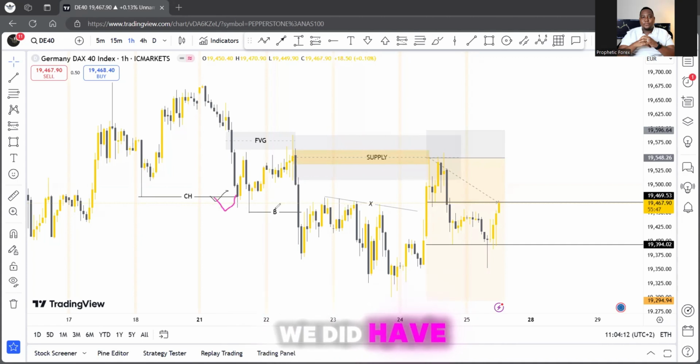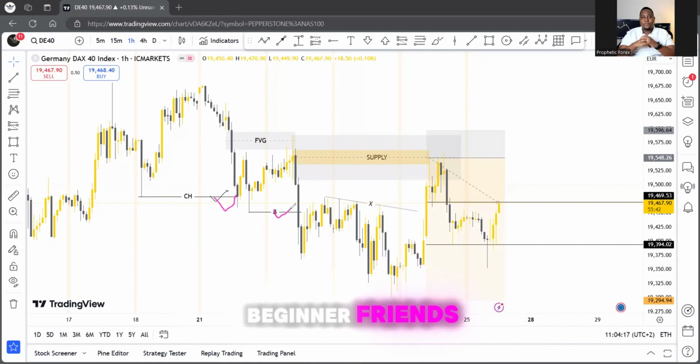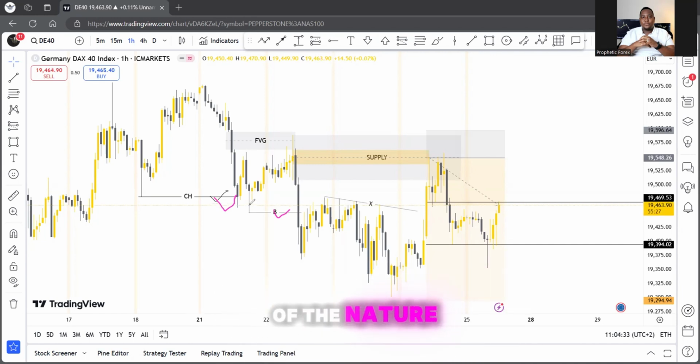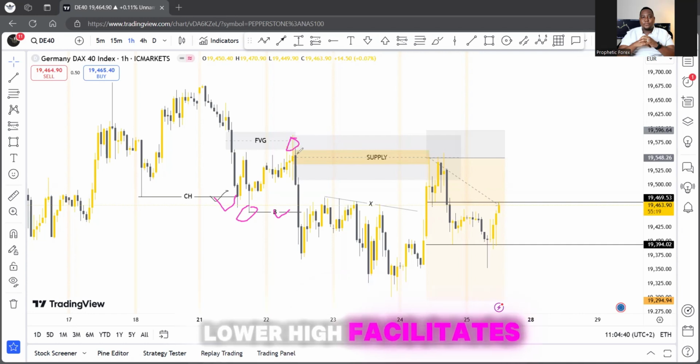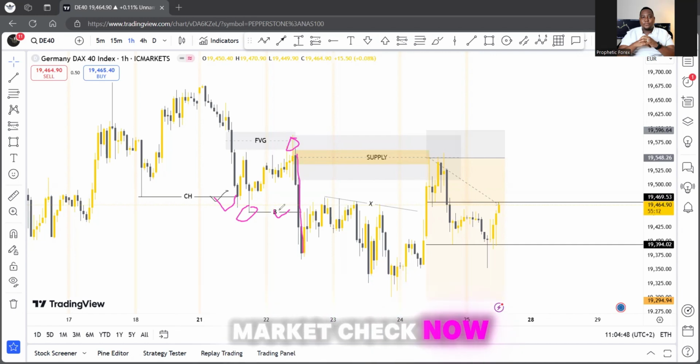Now, again, we did have the break of structure. The importance of it, for my beginner friends and my learned friends, is that we need to see what higher low, or lower high in this case in a bearish trend, broke that previous lower low. So in terms of the nature of the market, we can label this and say this is the lower low, this is the lower high. When a lower high facilitates a breaking of the lower low, that will be a valid break of structure and we can mark it.